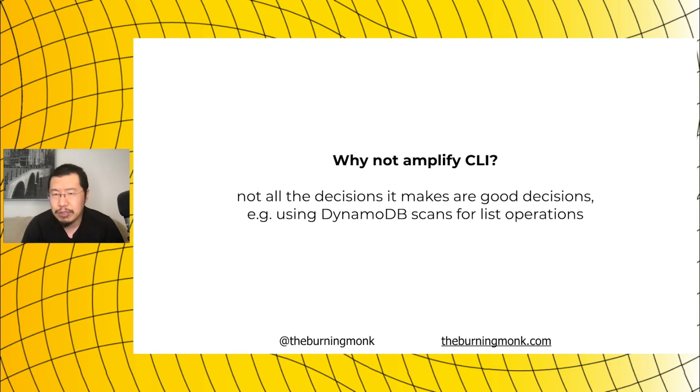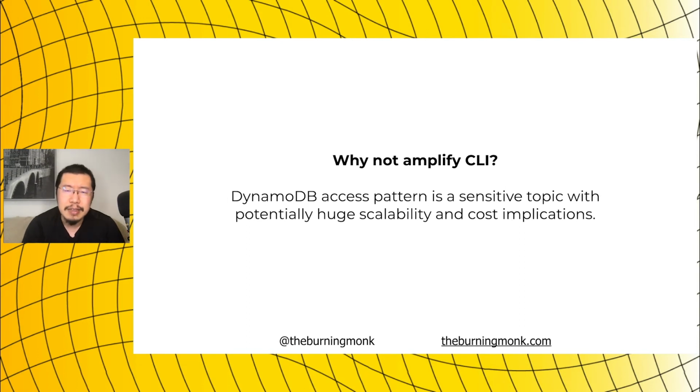Amplify could also provision and configure DynamoDB tables and the AppSync APIs for you as well, but I don't agree with some of the default decisions that it makes. For example, how it defaults to using DynamoDB scan for list operations. In this particular case, the DynamoDB schema and access patterns are really quite important, with potentially huge scalability and cost implications. So I want tighter controls around that, and I need to understand my access patterns intimately as well.